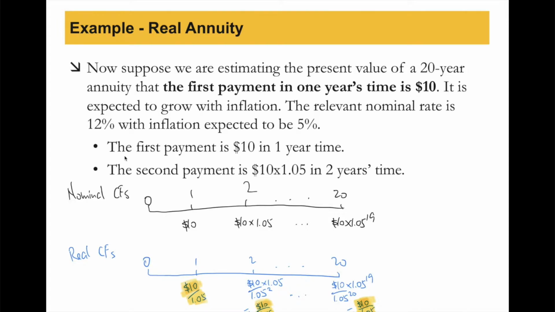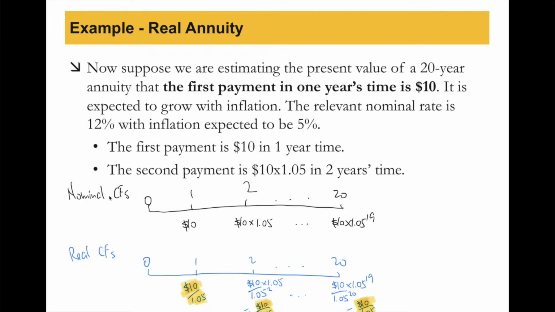There are two ways to solve this question. We can establish a timeline with nominal cash flows and discount them by nominal interest rate to calculate the present value, or use real cash flows with real interest rate. So here I made two timelines to illustrate and to make your life easier.